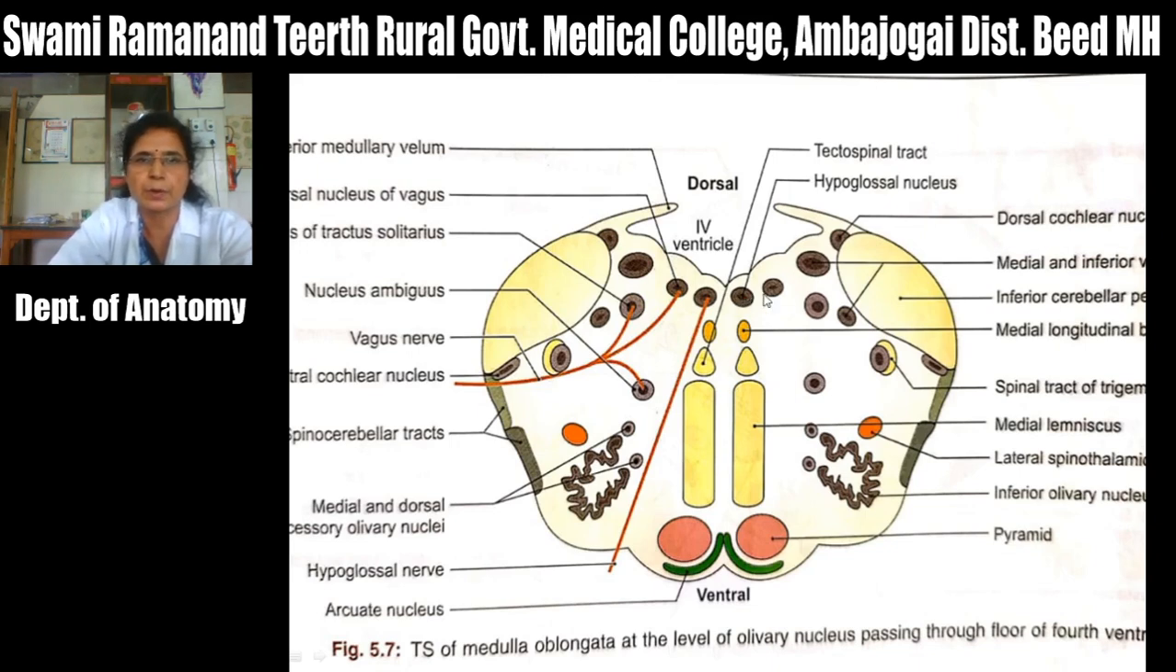We will see later on about this cranial nerve nuclei. Then laterally there is this inferior olivary nucleus. This inferior olivary nucleus has three nuclei: the principal inferior olivary nucleus and the dorsal and medial accessory olivary nuclei. So this inferior olivary nucleus forms one of the subcortical centers.